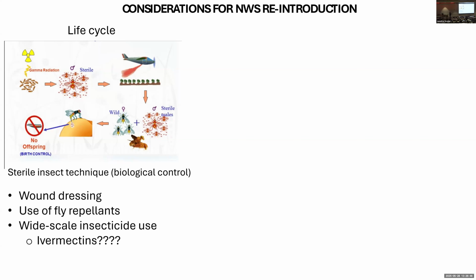The other thing which should be considered is, do we dress all the wounds of all animals? How possible is it? Well, that's just my question. Another one is the use of fly repellents. How effective are fly repellents in tackling flies generally, how much more the screwworm? And then the use of insecticides on a wide scale. Is this advisable? Is this what should be done? These are some of the questions.